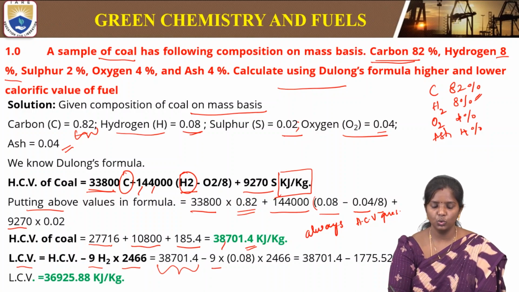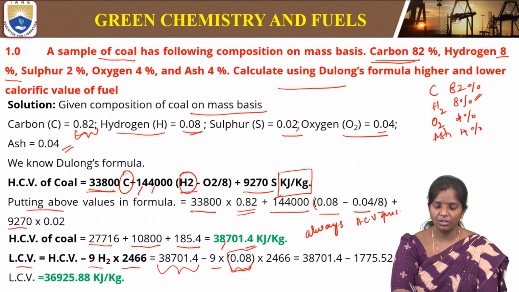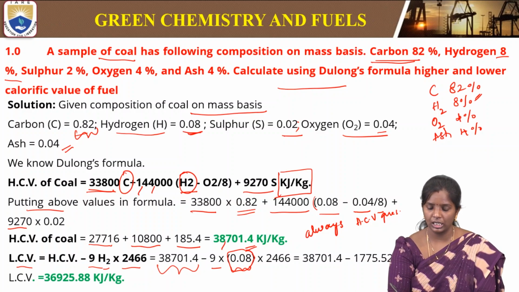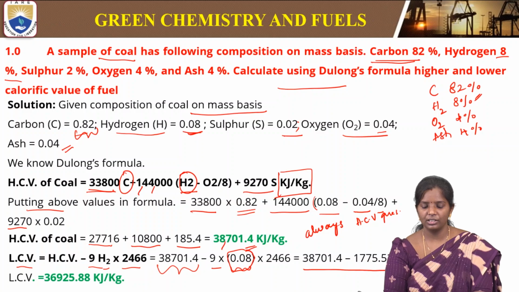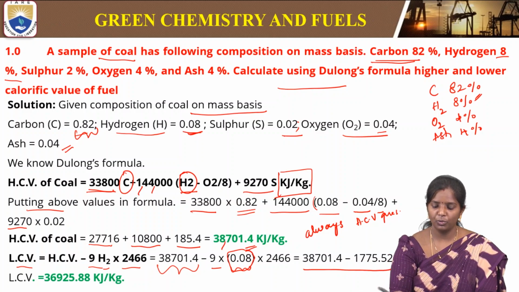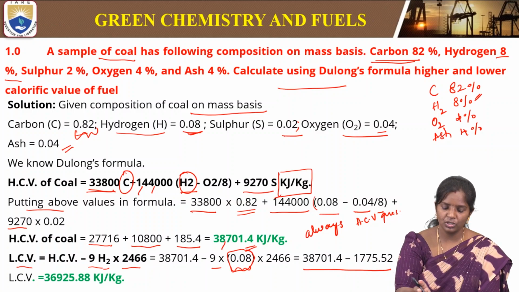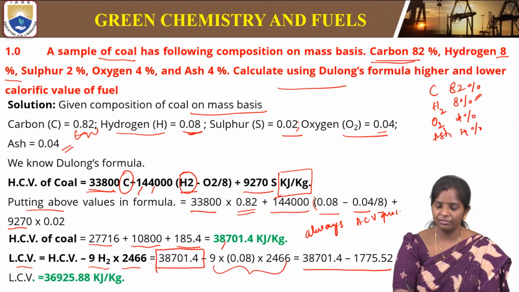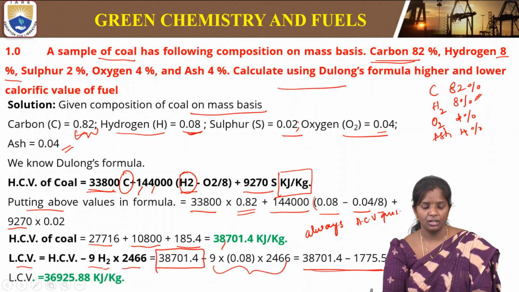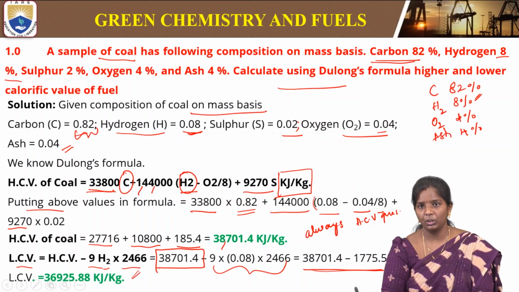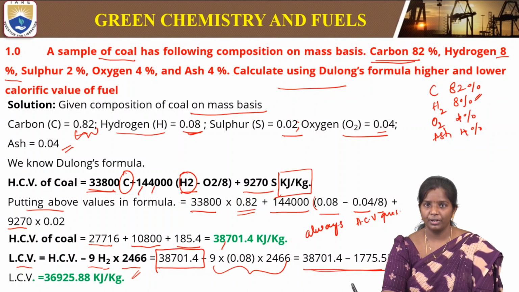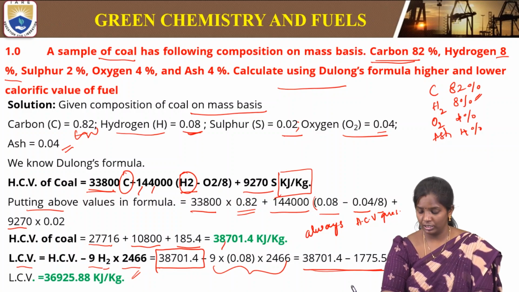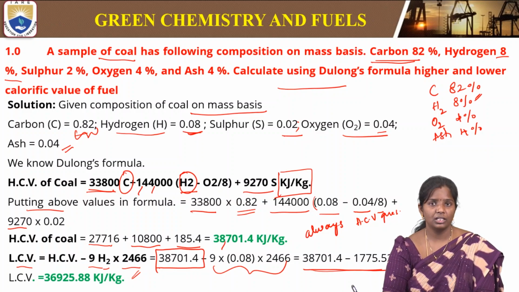Now substitute the HCV value that we got: 38701.4 minus 9 into 0.08, where 0.08 is for the hydrogen that we are considering, into 2466. Upon simplification and calculation, we subtract and get a value of 36,925.88 kilojoules per kg. So this is the higher and lower calorific value for that coal sample. Considering this, we will be applying it for any of the practical applications.